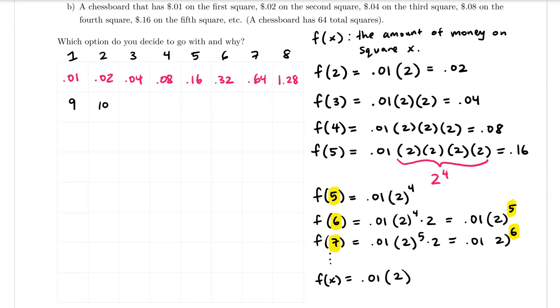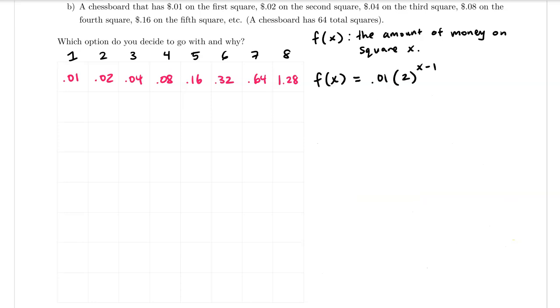When our input was 5, our exponent was 4. So the exponent ends up being just one integer less than the input value, or the x value. So this would be x minus 1. And this represents our function that would help us find how much money is on a particular square.